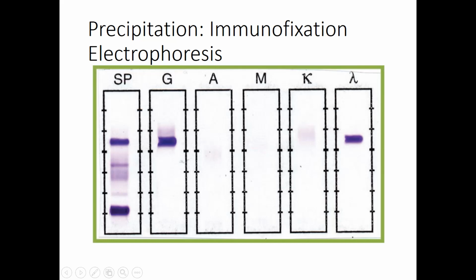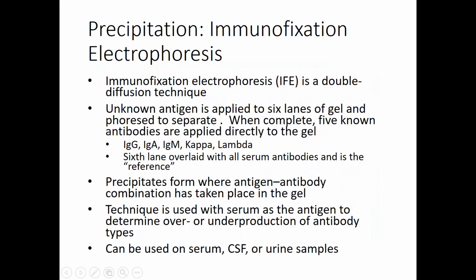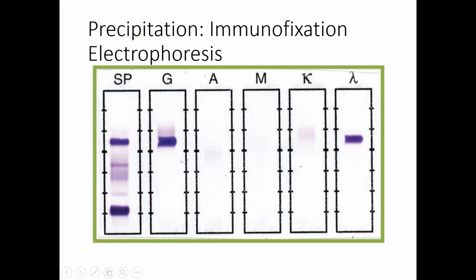So this is, let's see, each of the wells. This is all the serum proteins. This is gamma chains, alpha chains, mu chains, kappa chains, and lambda chains. So this is antibodies to those immune complex components. And we look and see what happens.